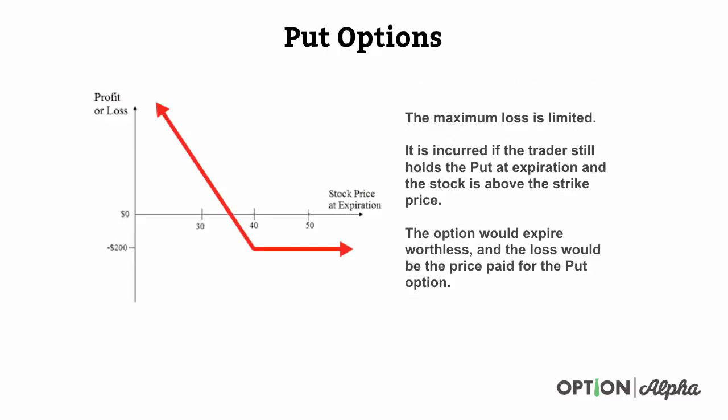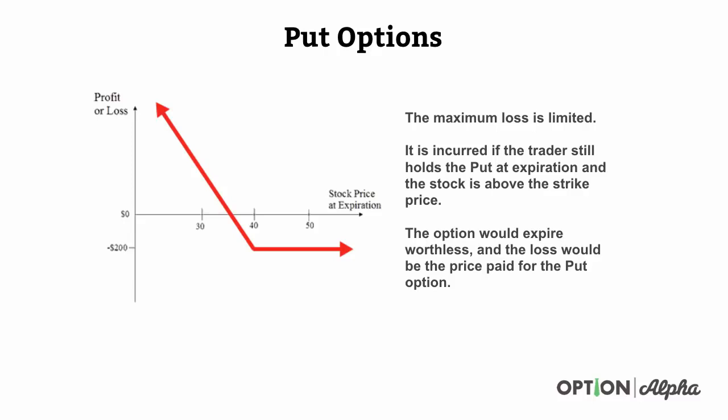The maximum loss, again, with long options is limited. It is incurred if the trader is still holding the put option at expiration and the stock is above the strike price. In this case, the option would expire worthless and the loss would be the price paid for the put option. Now, as opposed to our home builder example, in this case with an option contract, you are not required to sell the shares.